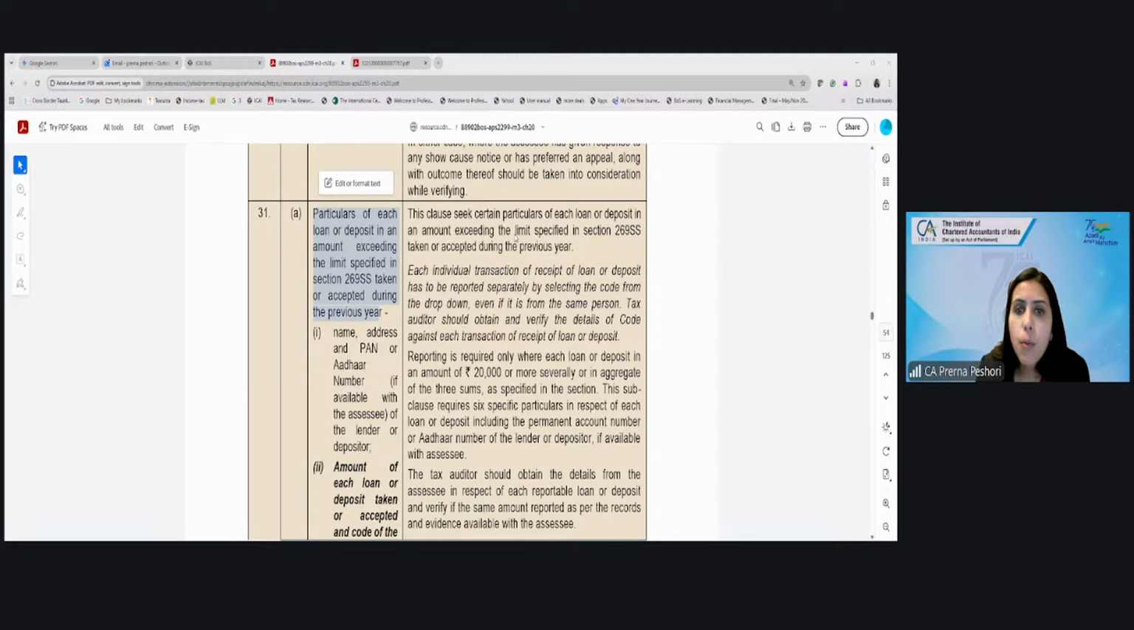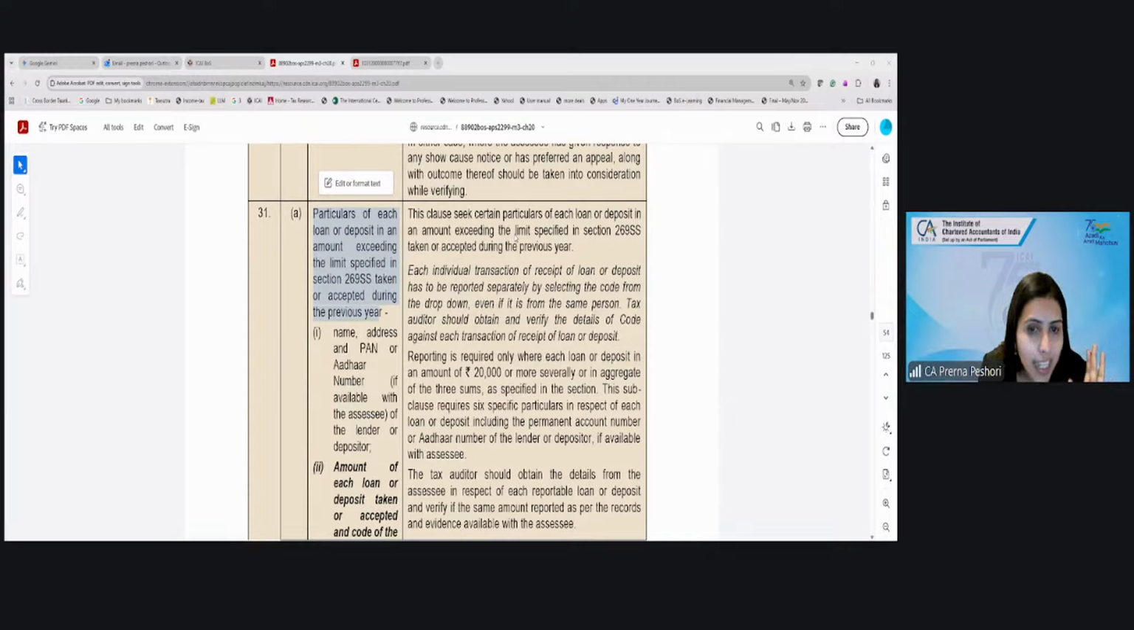So here what it says is 269SS prescribes the mode of taking or accepting loans or deposits or a sum in respect of transfer of immovable property. So there are three things covered under 269SS: loans, deposits, and sum for the transfer of immovable property. No person should accept from any other person these amounts other than by an account payee cheque, bank draft or ECS, right? More than rupees 20,000.